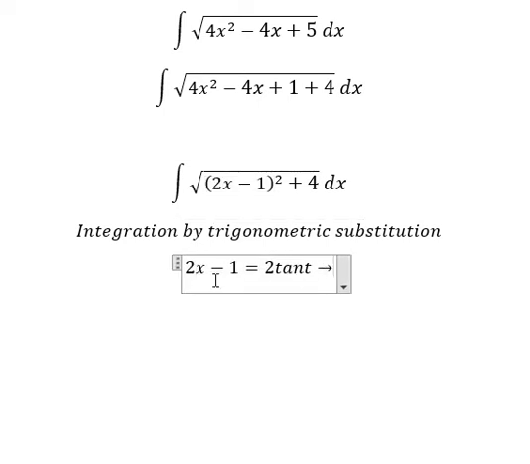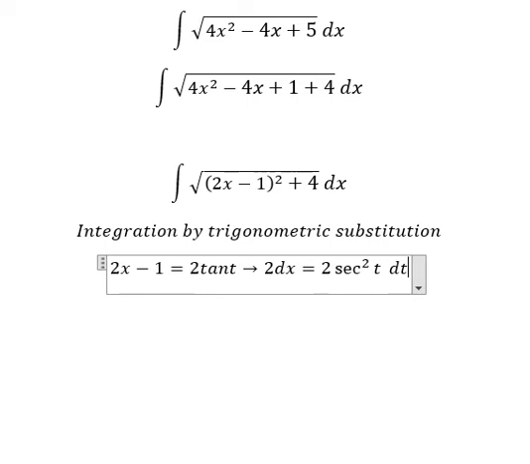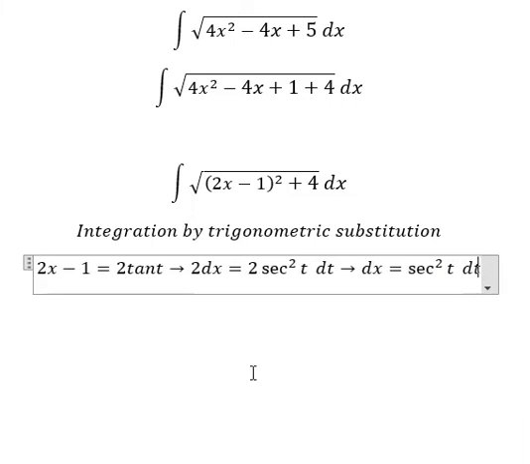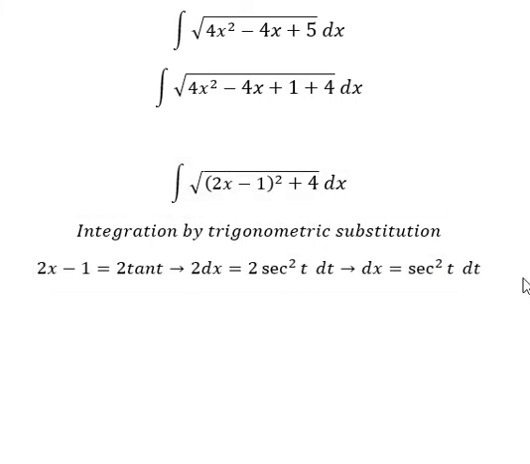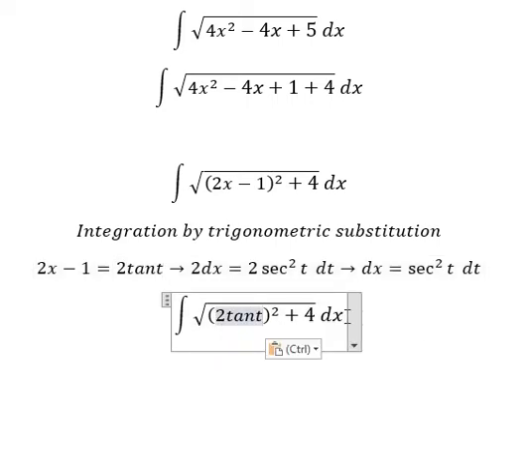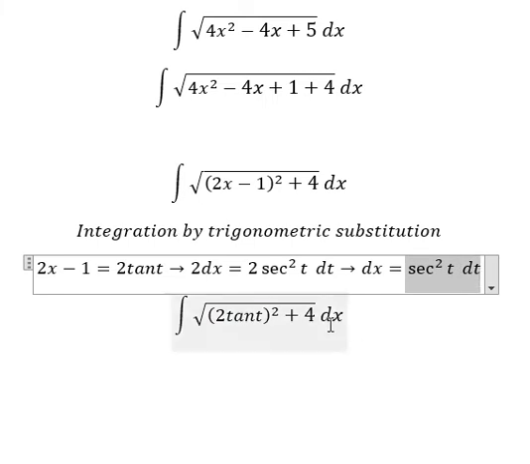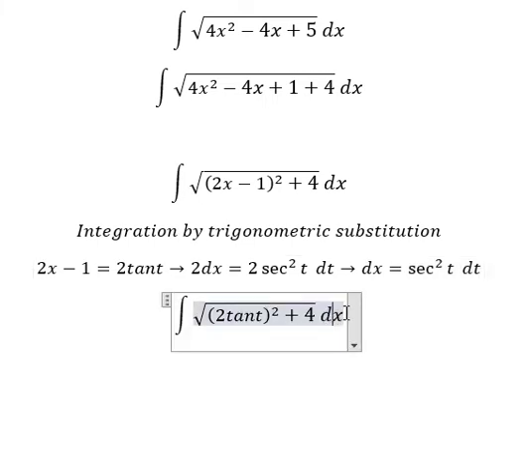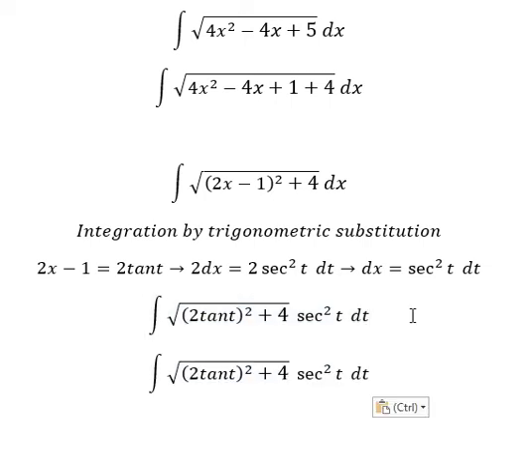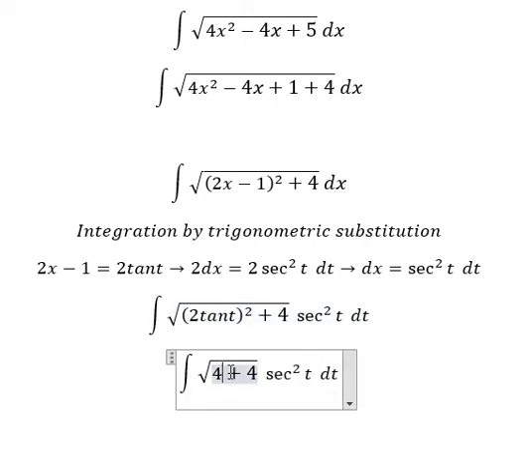Next, we do first derivative for both sides. So we have 2 dx equal to 2 secant of t squared dt. We divide both sides by number 2. So we put this one in here. dx we change for this one. So this one we change for 4 tan t squared.